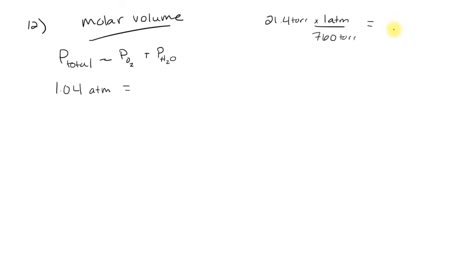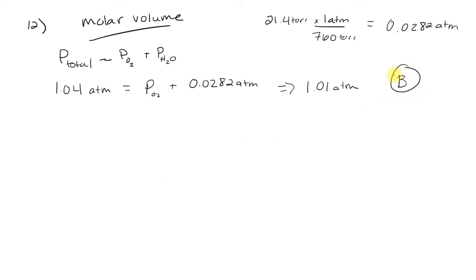0.02816 82 atmospheres. Alright, and so we're trying to find the pressure of the oxygen. We already know that the water is this many atmospheres. So basically I just subtract 1.04 minus 0.0282. And as it turns out, it's 1.01 atmospheres, which is answer B. Cool.